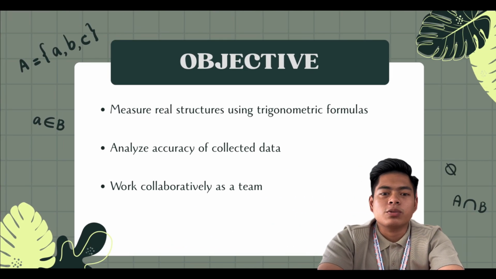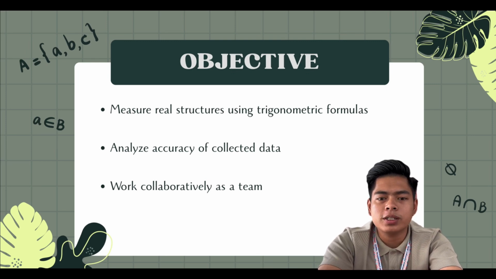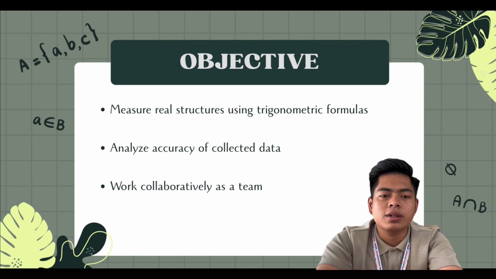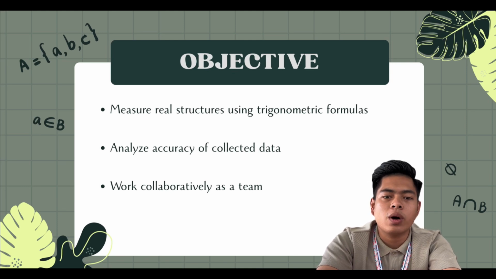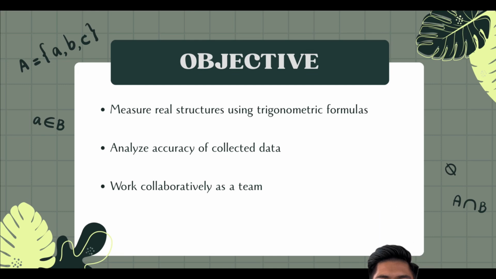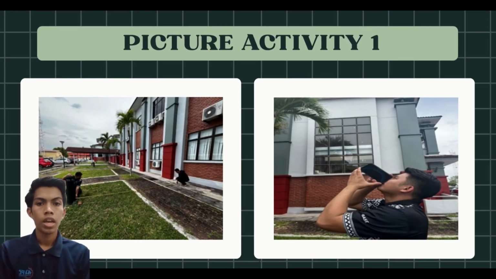Our main objectives were: number one, to apply trigonometric formulas to real structures; number two, to analyze the accuracy of the measurements; and the last point, to collaborate effectively as a team during data collection. Now I would like to hand over to Raja Muhammad, who will explain our first field activity. Activity 1: Height of a building.